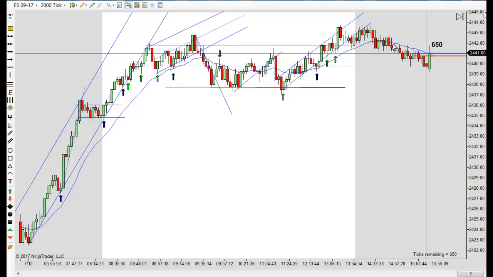Because next thing you know, it's going down, and it goes down all the way in the close, so there's no chance for it to come back. All you're going to do is just keep giving up more money if you hang on to it and give it room. So you don't ever want to give a trade more room. If you're wrong, get out and start over.